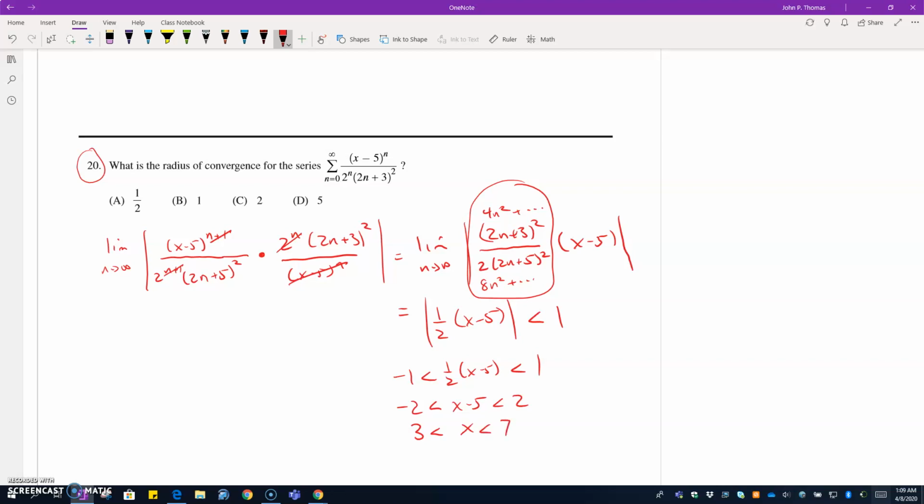My center is 5. If I center this at 5, I've got 2 units out to that side, and 2 units out to that side. So my radius is going to be 2, because I know that I have convergence as long as I'm within 2 units of the center. So my correct answer on this one would be C.